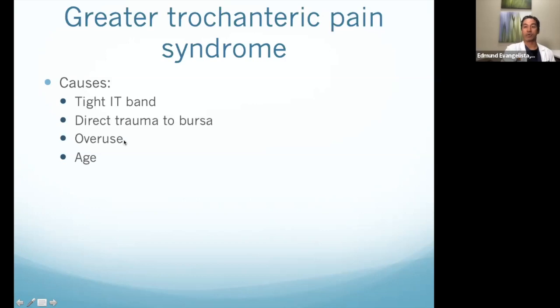Any overuse of those gluteal tendons, excessive running, hiking, walking, can inflame or tear those gluteal tendons. And just normal aging: we see with normal aging, these gluteal tendons will degenerate and wear down and start to tear and become painful.